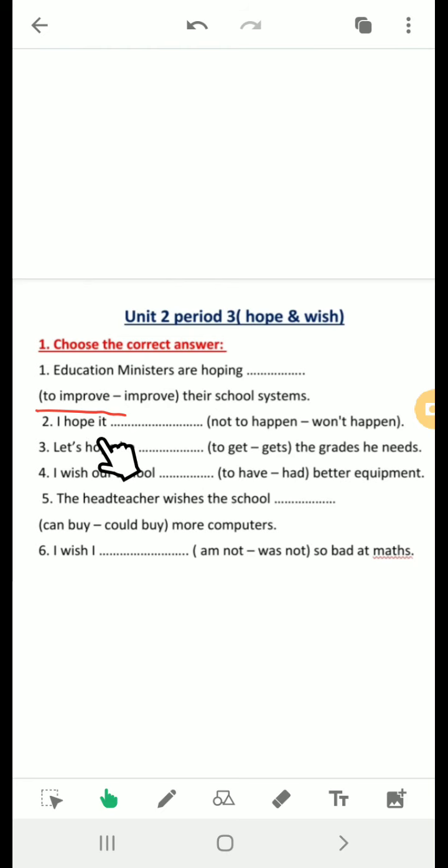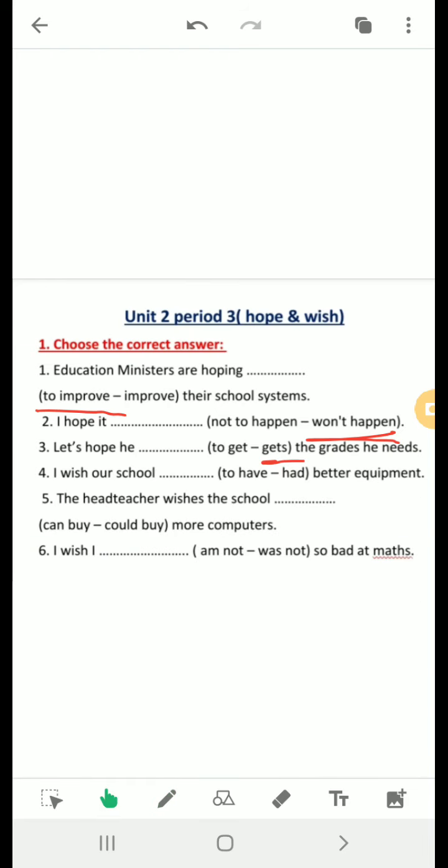I hope it not to happen or won't happen. After hope, here we have a subject, so we use a present simple or future simple, negative or affirmative, but here we use not to happen. It's false because here we use the subject, so the answer is won't happen. Now, I hope he to get or gets the grades he needs. After hope we use subject, so we use present simple, not to plus infinitive, so the answer is gets.